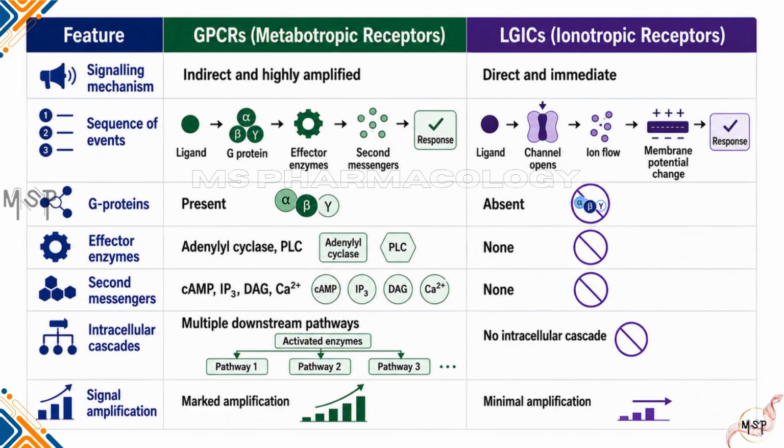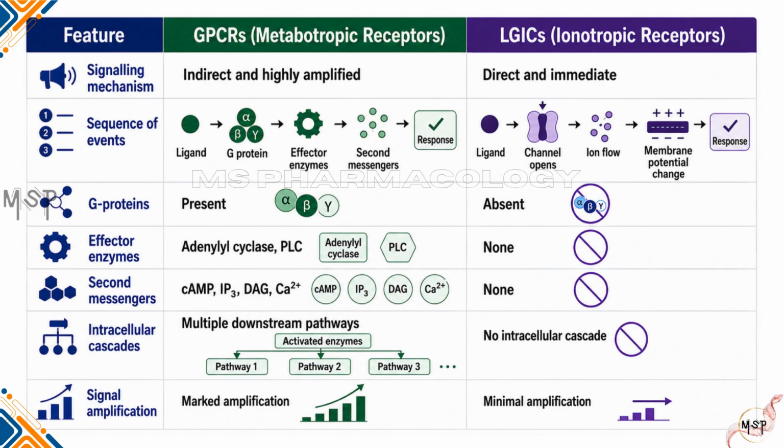GPCR signaling is indirect and highly amplified. The process begins when a ligand binds to the receptor. The activated receptor then stimulates the associated G protein by promoting exchange of GDP for GTP. The activated G protein subsequently interacts with intracellular effector enzymes such as adenylyl cyclase or phospholipase C. These enzymes generate intracellular second messengers, including cyclic AMP, IP3, DAG, and calcium ions. These signaling molecules spread throughout the cell and activate multiple downstream pathways, ultimately producing the physiological response.